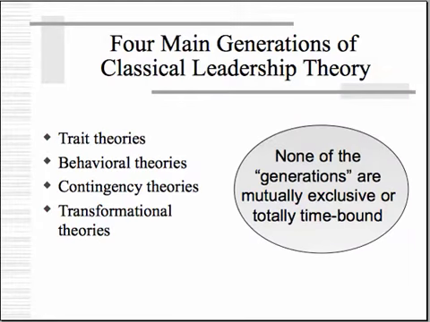In the more recent literature of leadership, like in the last 80 years, there's been four main types of theories, also known as generations of theories: the trait theories, the behavioral theories, the contingency theories, and the transformational theories. I think it's important for people to understand that none of these are mutually exclusive of one another. You will see trait theories in modern leadership. You'll see some mixing and matching going on as well as we continue through the semester.